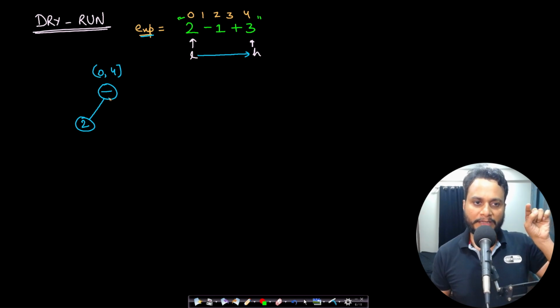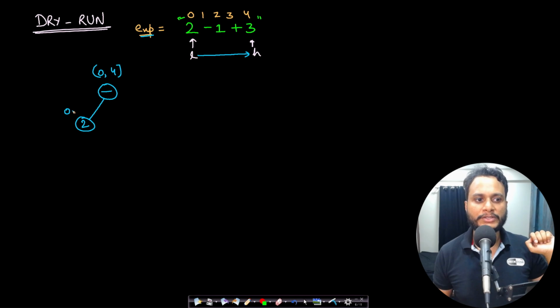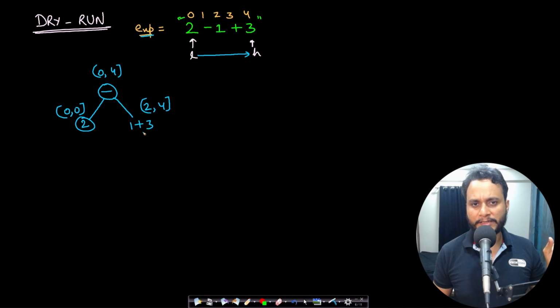Okay, so when I divide at minus, then if 2 is occurring on the left side, its range is only from 0 to 0. And on the right hand side if you see, I will have 1 plus 3, and this entire range is from 2 to 4. Okay, I hope that is clear.